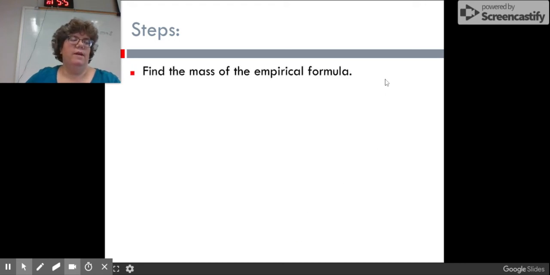Now, we can kind of go backwards. It says find the mass of the empirical formula. Oh, I see what I'm doing here. I lost my place. These are the steps to the problem we just did. You might want to jot them down.